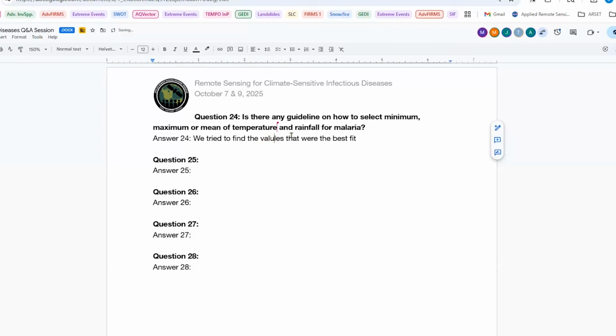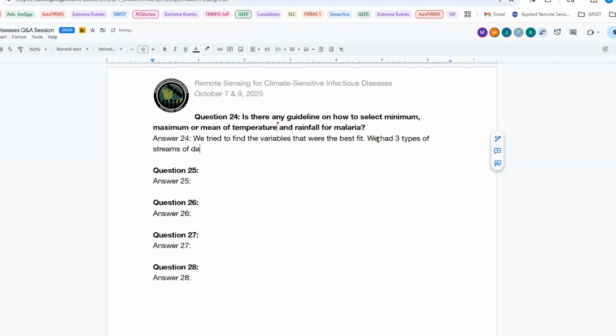Generally, the way we set the models up is that we had 3 types of streams of data. We had temperature, where we use land surface temperature. We had precipitation, which, as pointed out in another comment, can be summarized in a variety of different ways. And then we had the vegetation or moisture indices, spectral indices, which use observations, indices of either greenness or vegetation moisture, and track those over time as another type of proxy for climate variation. That's a very common approach.